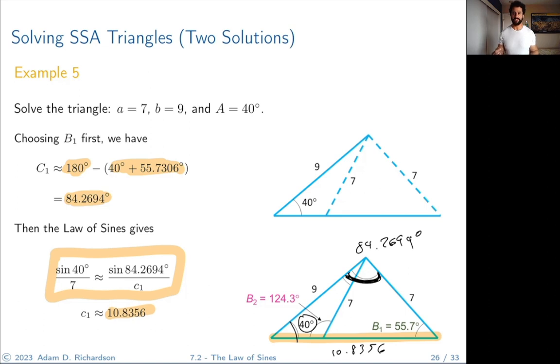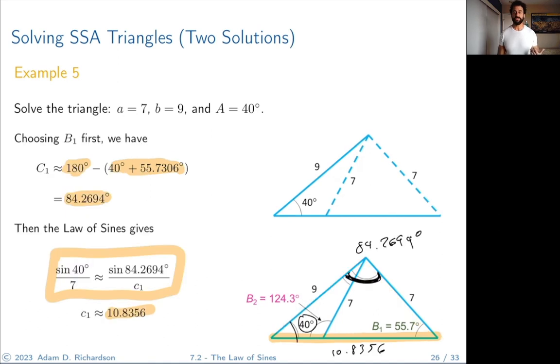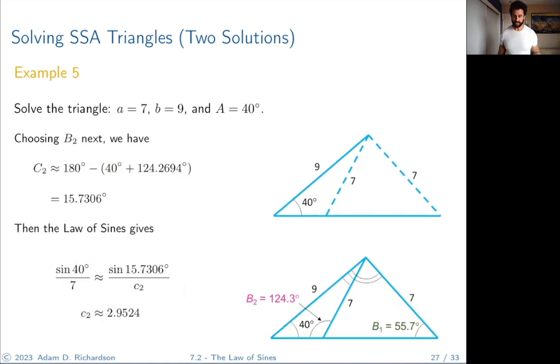So now we've solved this triangle, the bigger triangle, this one right here. Now let's choose B2 instead. If we choose B2, we get that the angle C2 is about 15.7306. So that's this angle right here.